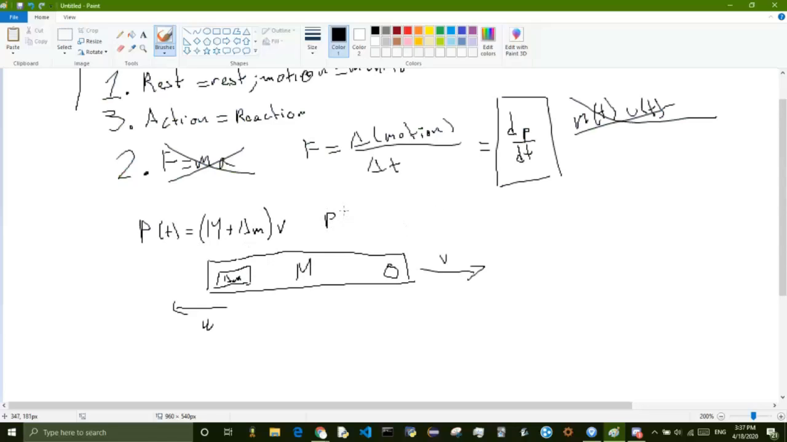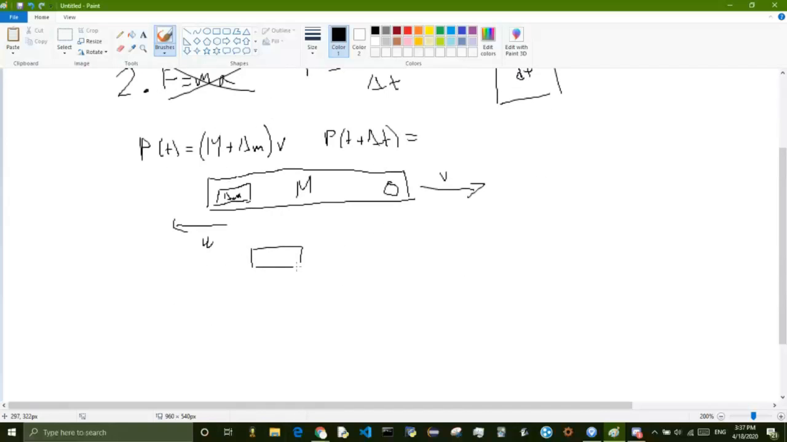Now at time t plus delta t, the momentum of the system becomes, well, let's draw it. You have the mass delta m expelled from the rocket, and the rocket, which has mass M, moving at v plus delta v. Now here's the question: what speed is the fuel moving at?